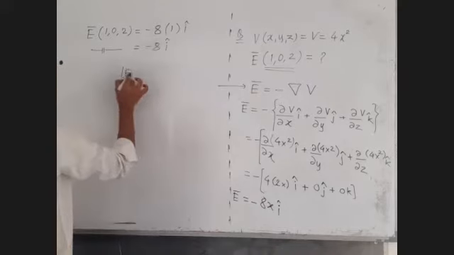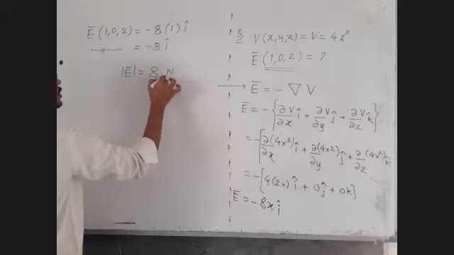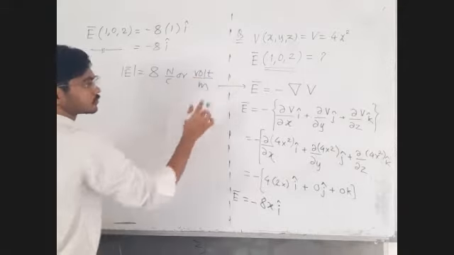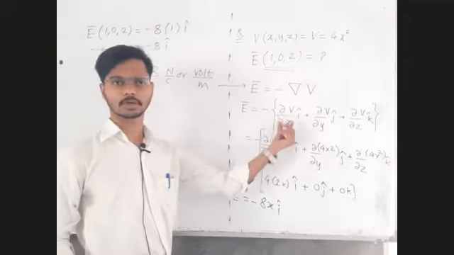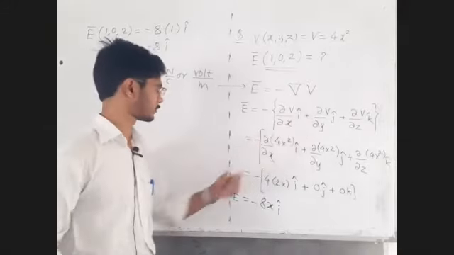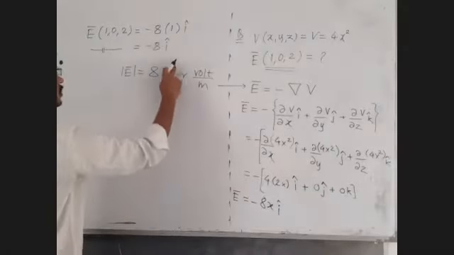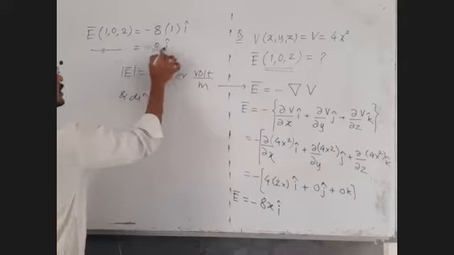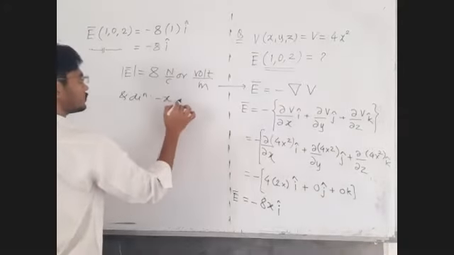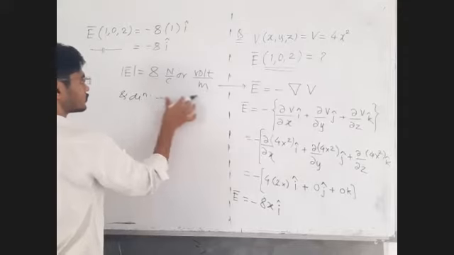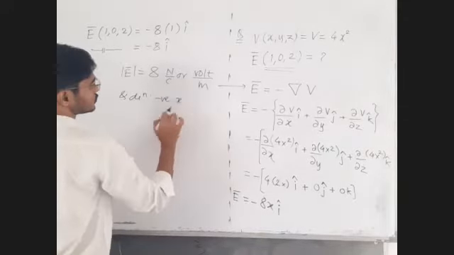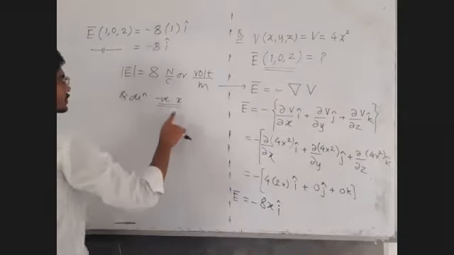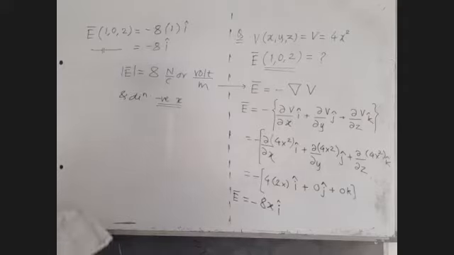Magnitude of the electric field will be 8 Newton per coulomb or volt per meter, that is dou V by dou x in volt per meter, or force per unit charge, Newton per coulomb. And direction is negative x axis, minus i cap, along the negative x direction.